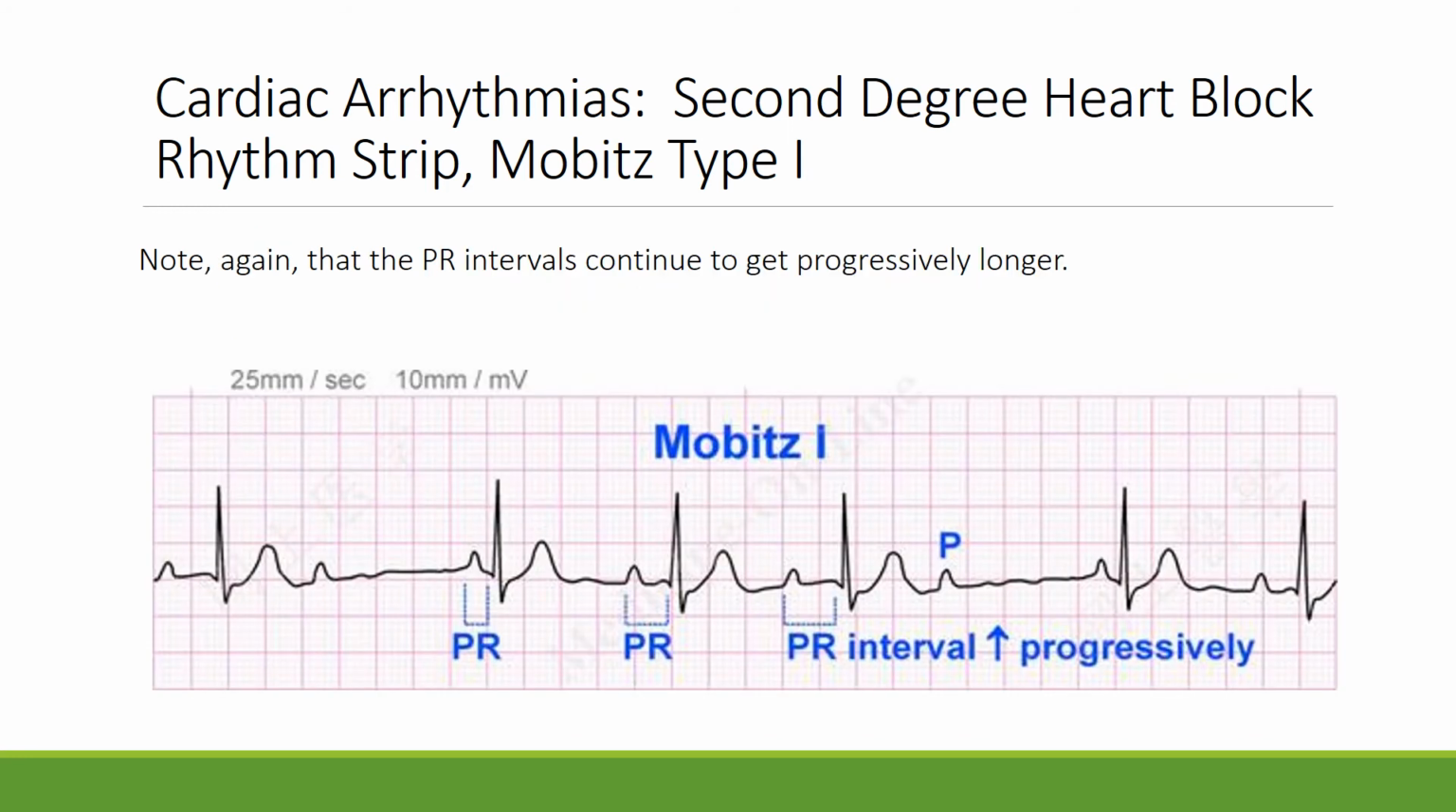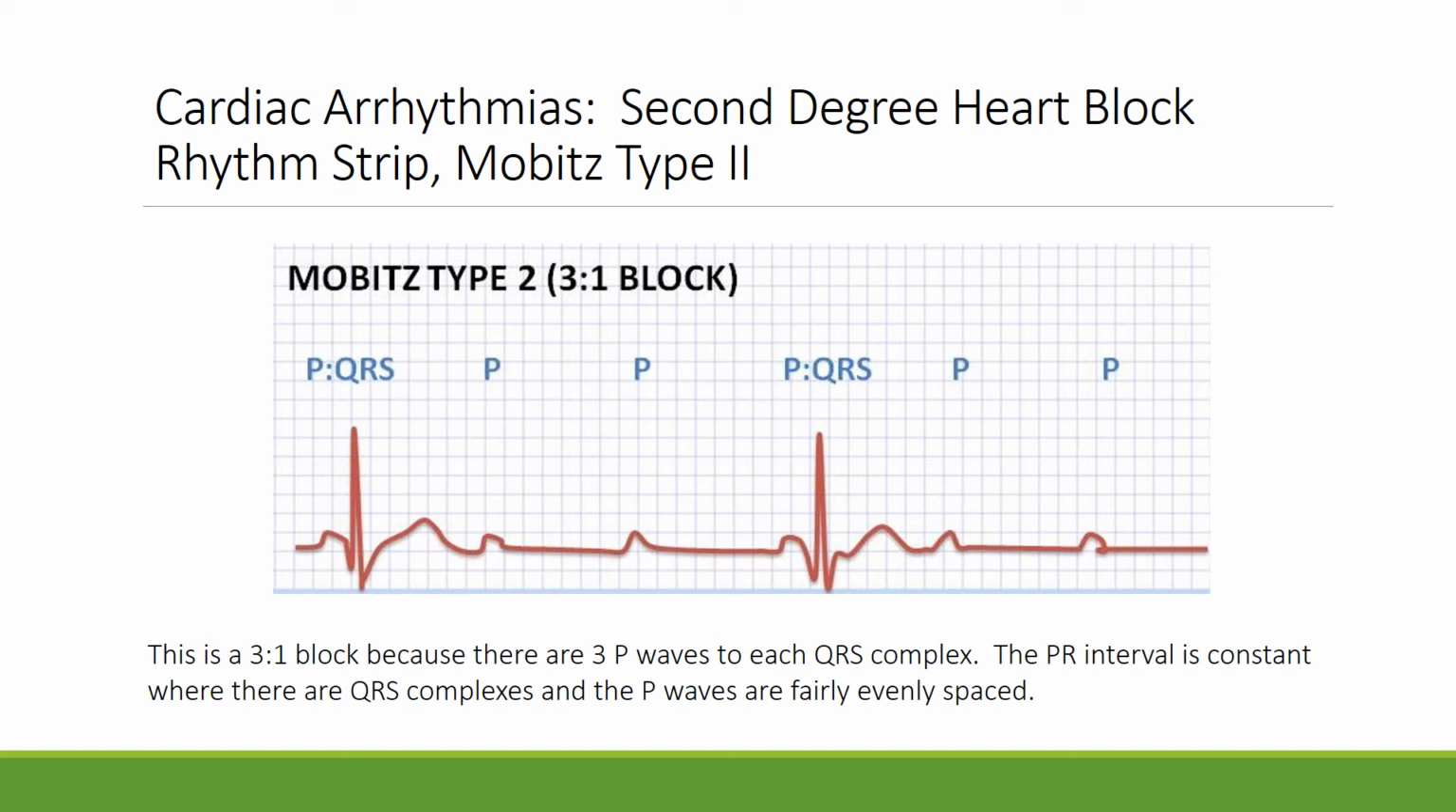This is another example of Mobitz type 1, and again, you should be able to see that the PR intervals are getting progressively longer. This is second-degree heart block, Mobitz type 2, and what you should notice here is that the PR intervals are not getting longer. If you look, there are 6 P waves in this ECG tracing, and they are all about evenly spaced. This is called a 3-to-1 block because there are 3 P waves for each QRS complex.